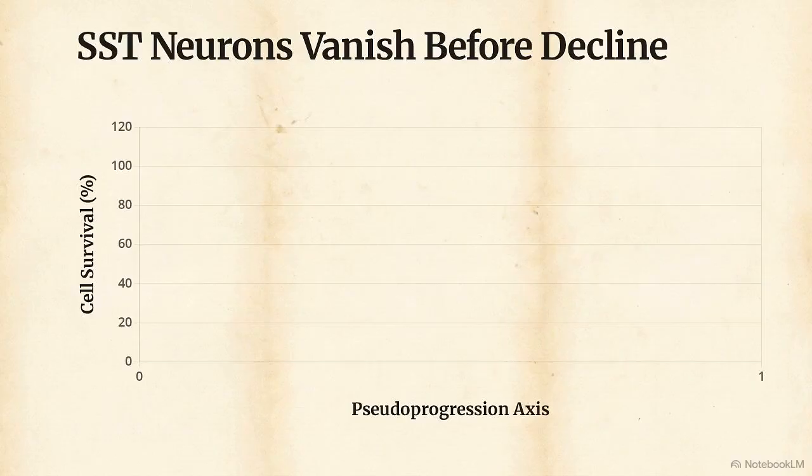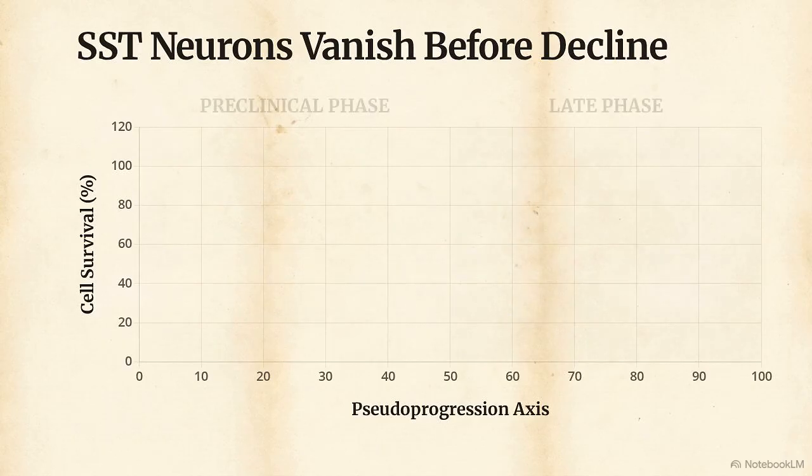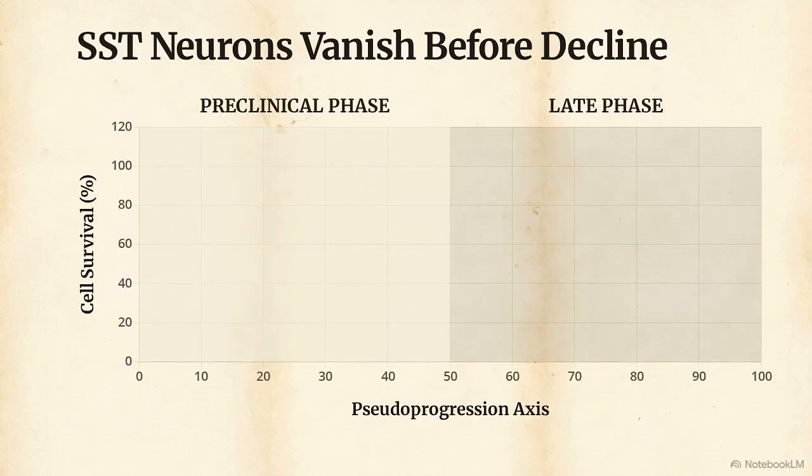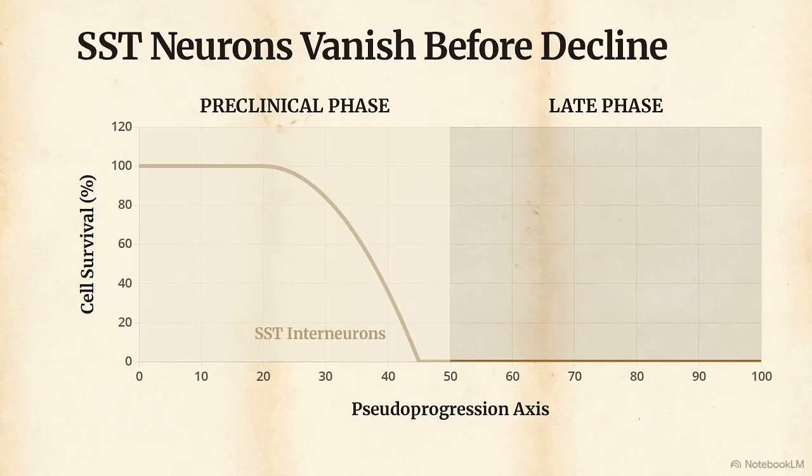collapse. This chart maps the timeline of the disease using data from the 2024 Seattle Alzheimer's Disease Brain Cell Atlas. It plots human tissue samples along a pseudo-progression axis, dividing the disease into an early, cognitively silent preclinical phase and a late degenerative phase. If we plot the survival of the somatostatin-producing interneurons on this axis, they don't die late. They vanish entirely within the early, silent window, and they vanish alone.